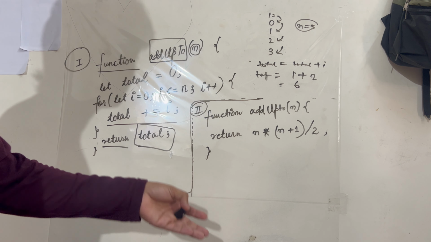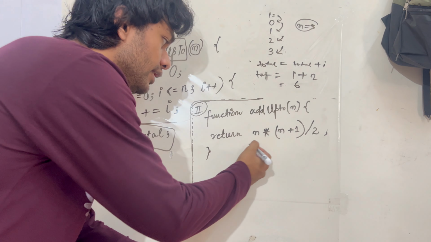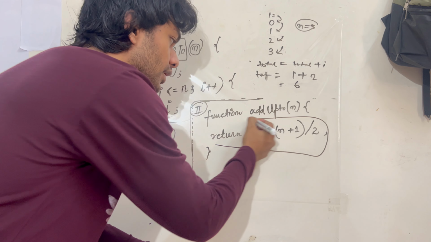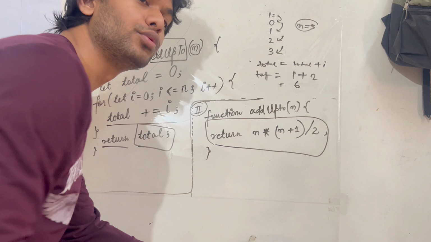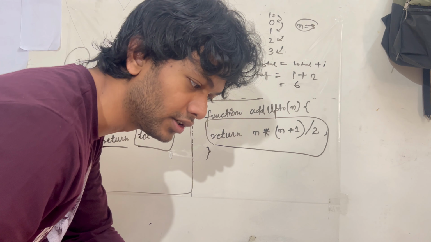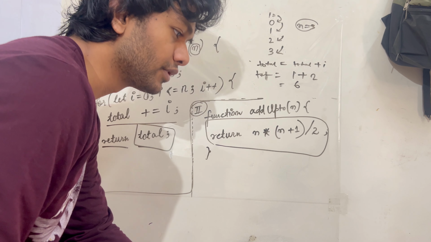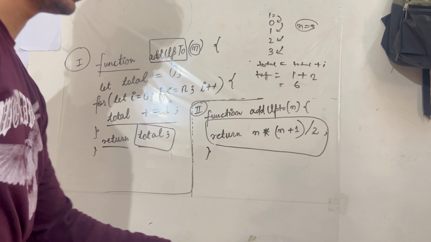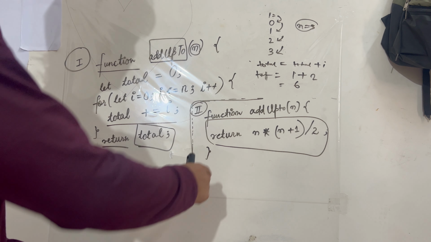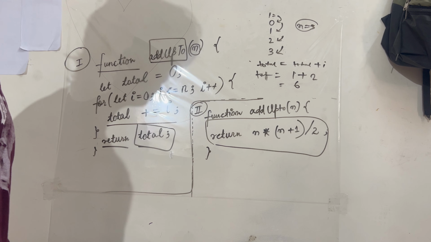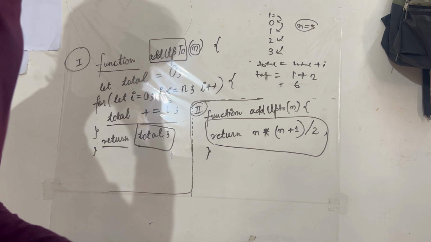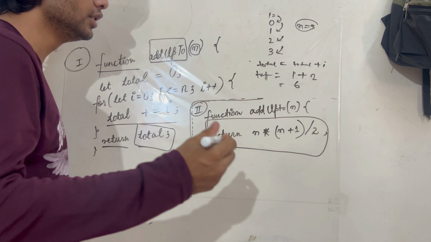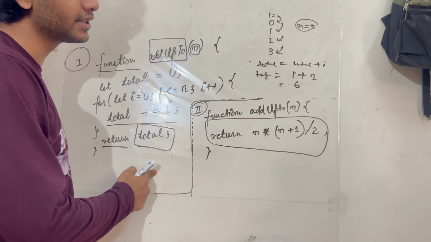Now there is another way of doing the same thing, which is using this mathematical formula, n into n plus 1 by 2, the arithmetic sum. Arithmetic progression and geometric progression, those mathematical chapters where we have seen this formula. So we will see which is actually faster.